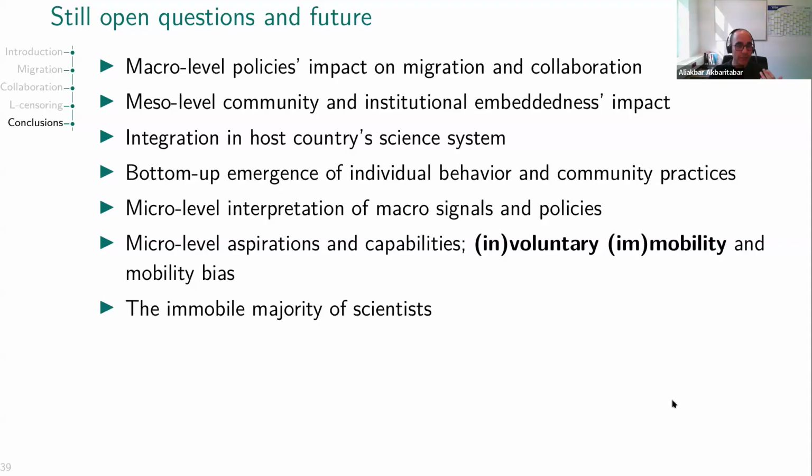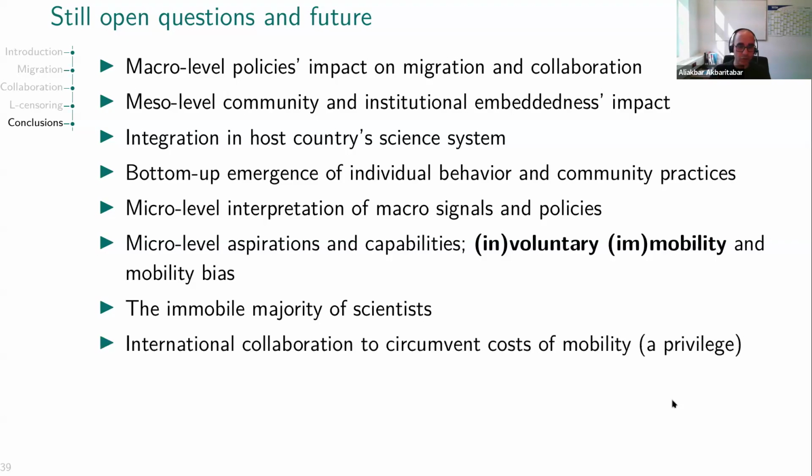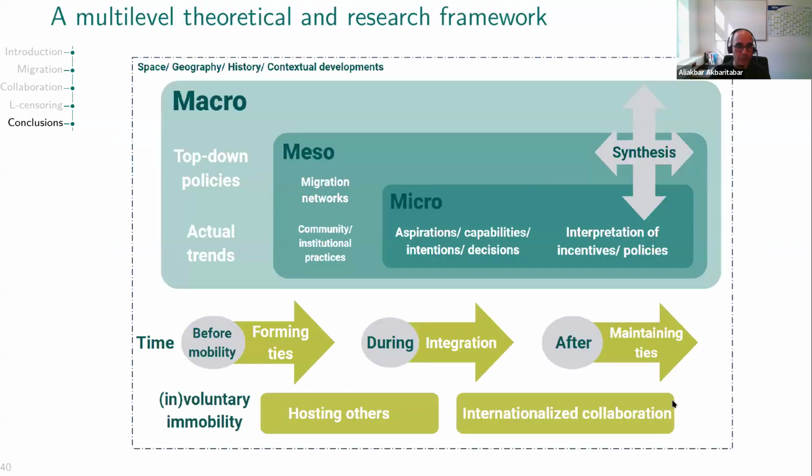And of course, we can look at the immobile majority of scholars. I did not show a lot about them here, but in some research we have already looked into them, the majority of scholars who do not move. And exactly, some build collaboration ties to go around it: if they cannot move, they try to have international collaboration, so that they have access to this privilege in terms of collaboration at least.